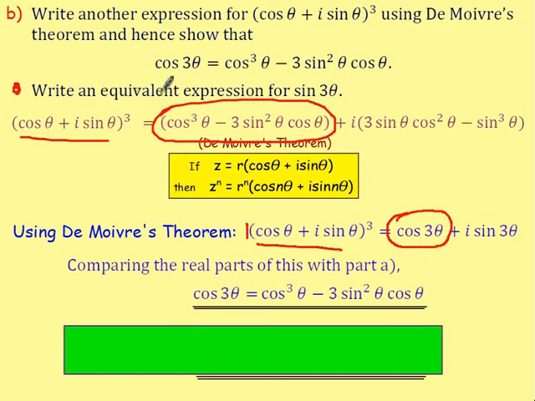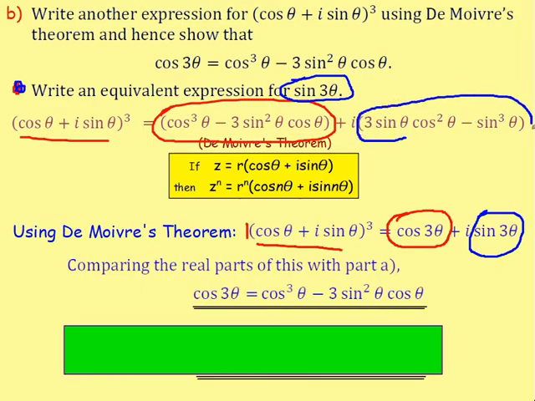Once we've done that, what we want to do is write an equivalent expression for sine 3 theta. What you'll notice is that sine 3 theta is what you're multiplying i by, so that there is the imaginary part. And in the first part, you know the imaginary part is this: it's 3 sine theta cos squared theta take away sine cubed theta.